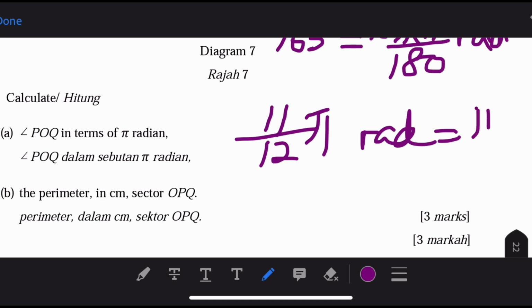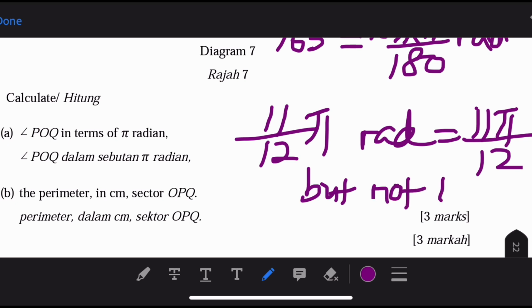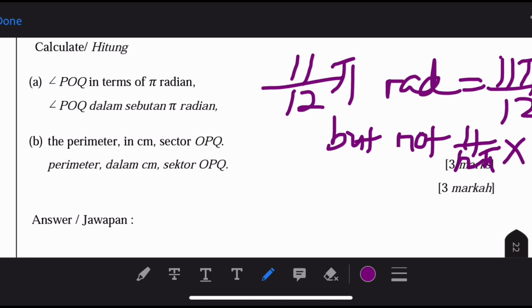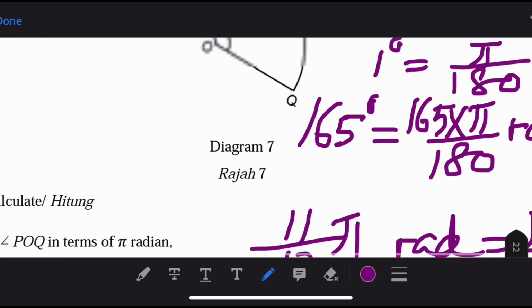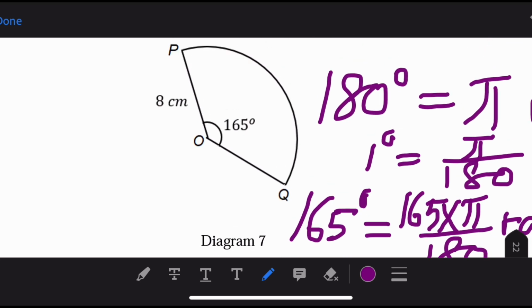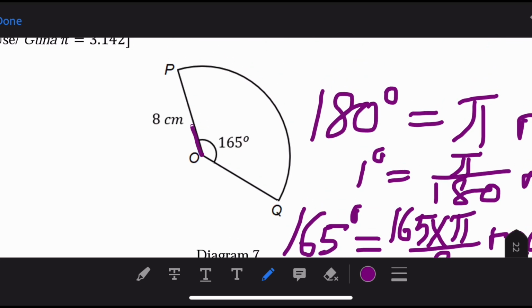So you can give me the answer 11 pi over 12, or you can give me 11 over 12 times pi, but you cannot write this, whereby the pi is down at the denominator, it is considered a wrong answer. Next, we will solve part B, the perimeter in centimeter for the sector OPQ.